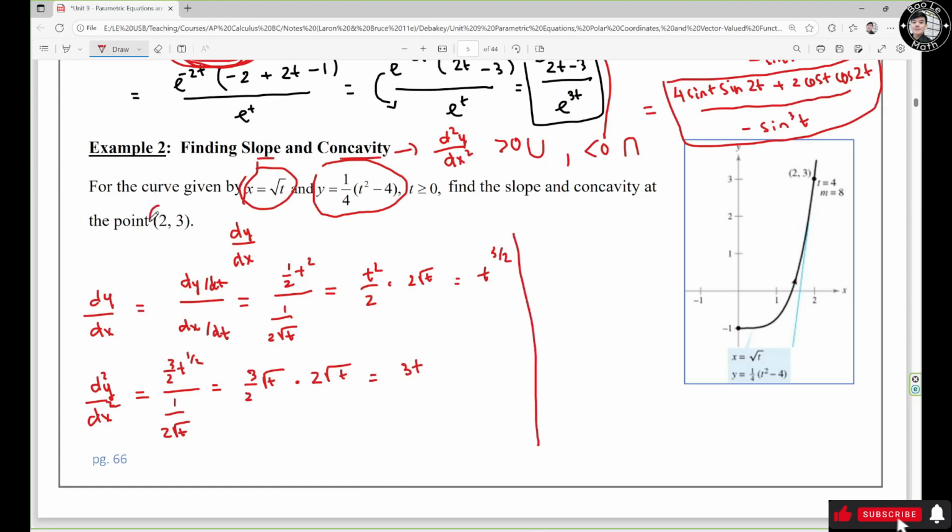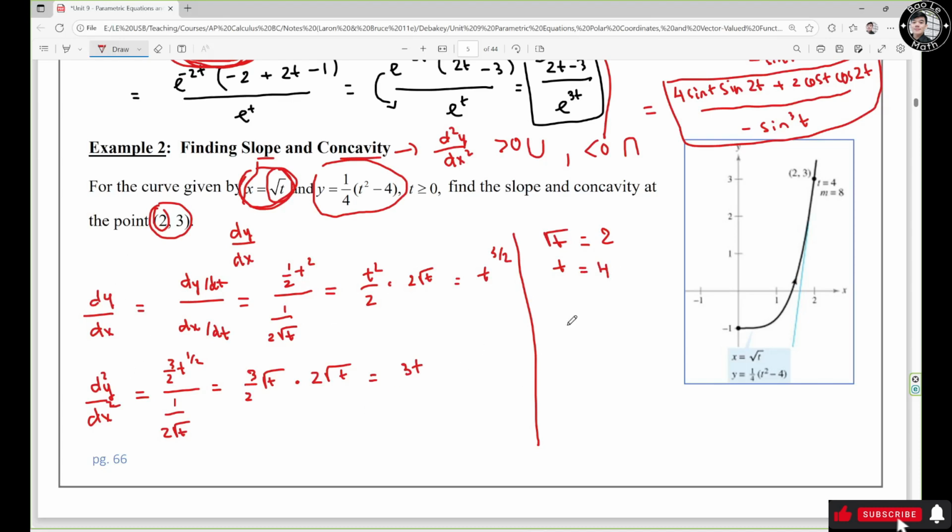Now, since we're given the point right here, this is actually s and y. But s equals this one right here, so we have square root of t equals 2. Square both sides, and t equals 4.